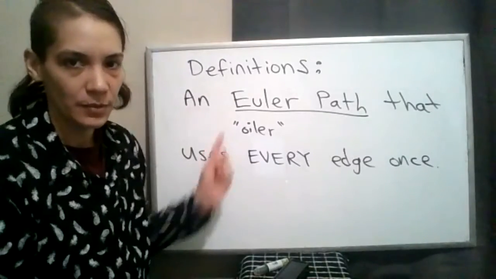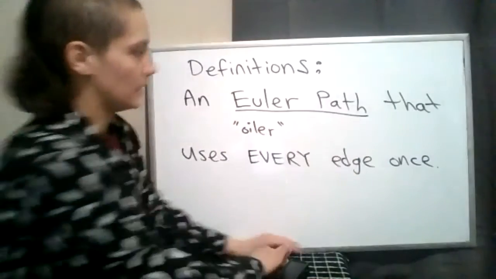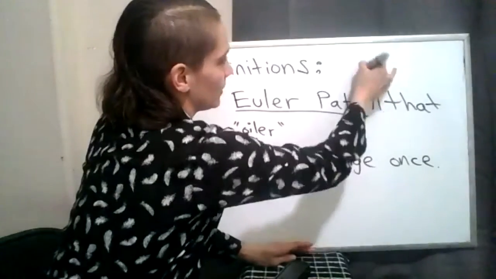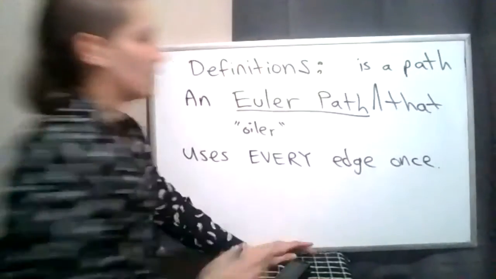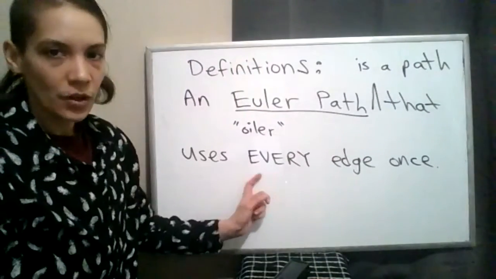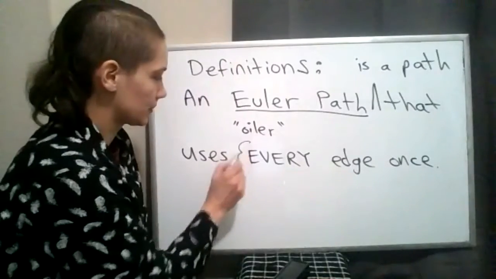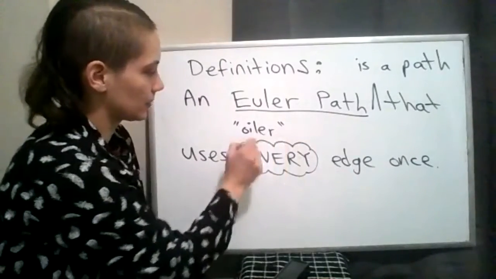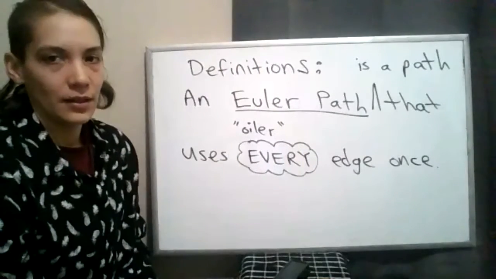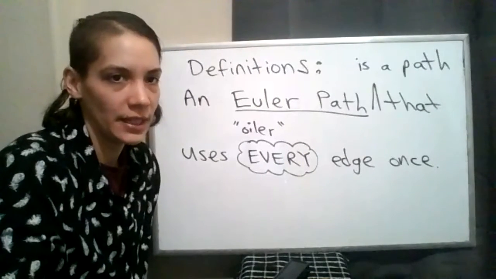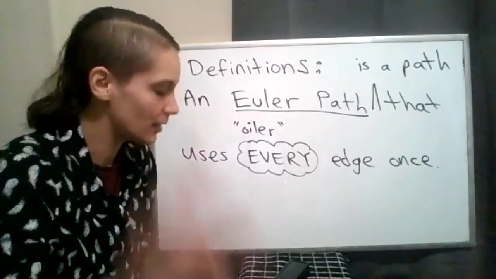Okay, so it's a path, which means, I forgot to write that. An Euler path is a path that uses every edge, all of the edges, one time. Okay, and an Euler circuit is a circuit that uses every edge exactly one time.